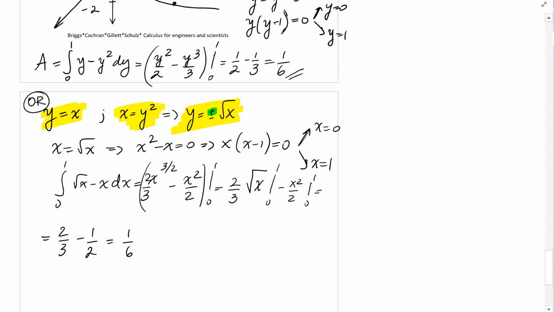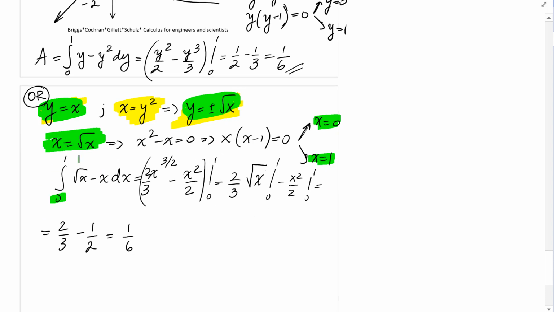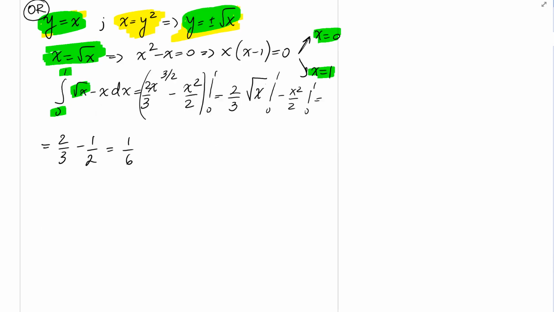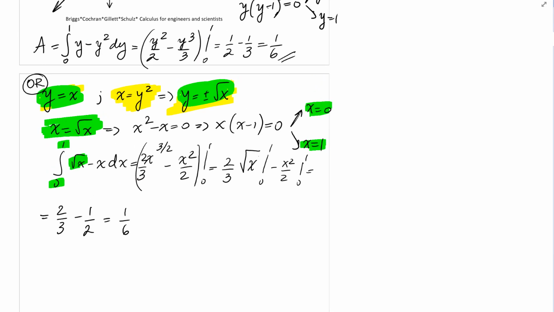So when we set y equals x equal to y equals square root of x, we get x to be 0 and 1. So the area that we want to find, this time, is the integral from 0 to 1 of square root of x minus x, because the curved graph is above the linear one. So I set up the integral, and when we calculate it, we get 1 over 6, which is the same as we got above. Well, I hope this helps.